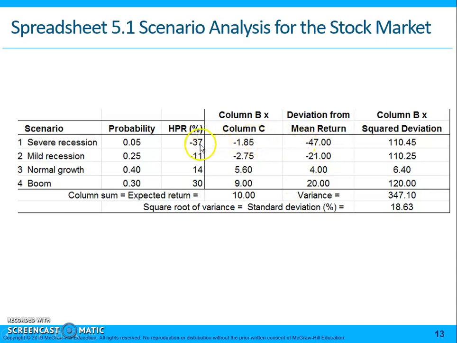So this is simply negative 37 minus our mean return of 10. So minus 47, negative 11 minus 10 is minus 21, 14 minus 10 is 4, 30 minus 10 is 20. We square those, multiply them by the probabilities, and then sum them up, and we get the variance. Take the square root of that, and we get the standard deviation of 18.63, or 18.63%.